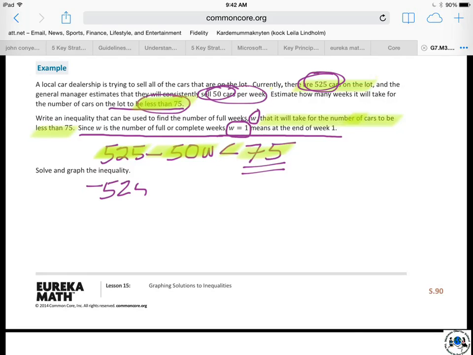I am taking away my 525, or adding a negative 525 to both sides. Now at this point, let's notice what I have. I have negative 50W is less than negative 450.